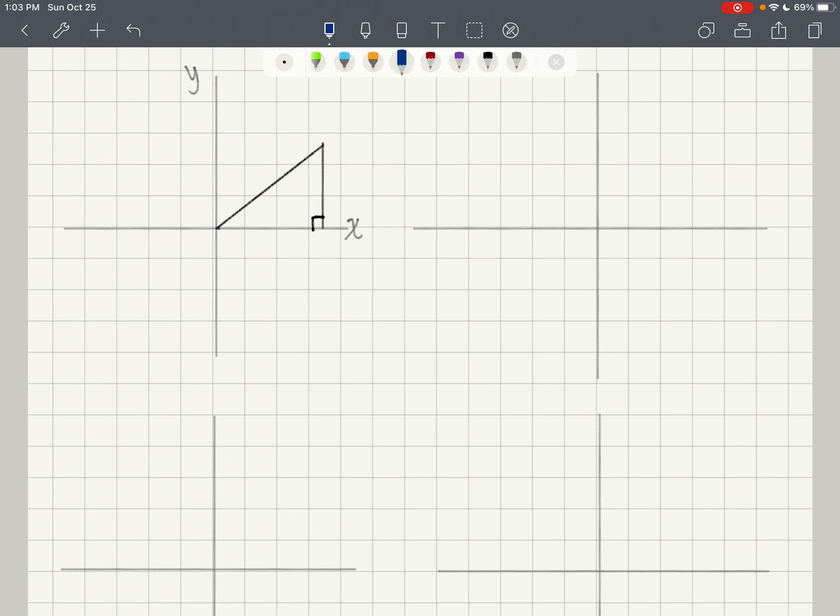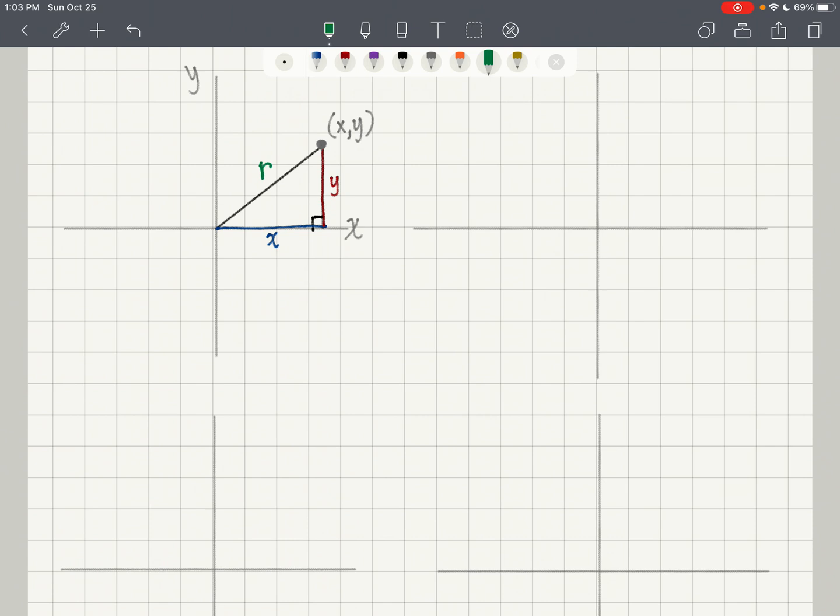So I've got this horizontal length that I'm going to call x. And I'm going to have this vertical length that we'll call y. And that's going to allow me on the coordinate plane to have an ordered pair x comma y, which is going to be very interesting later on. And a hypotenuse that I'm going to call r.